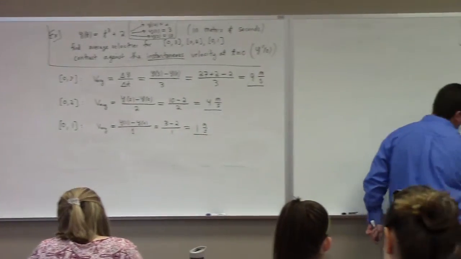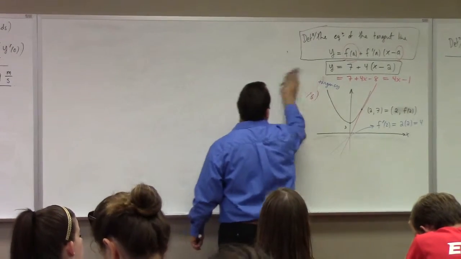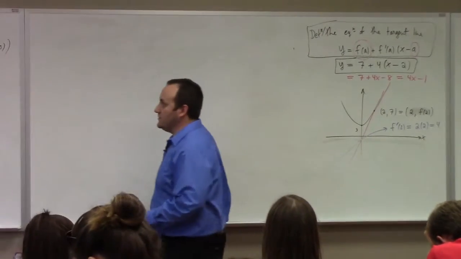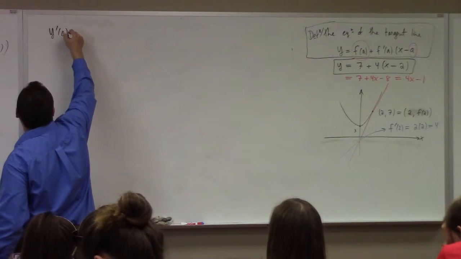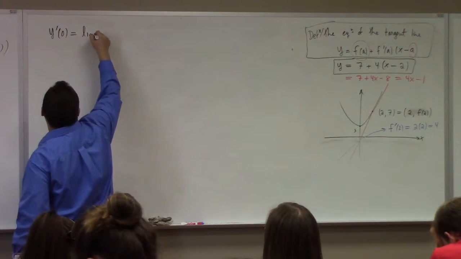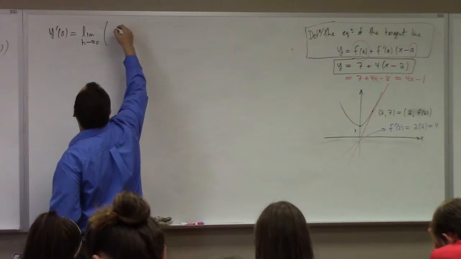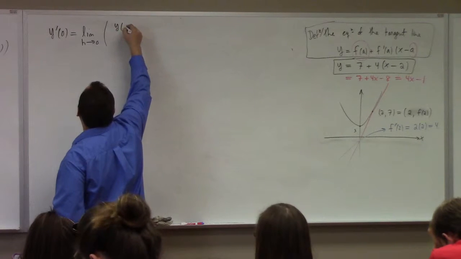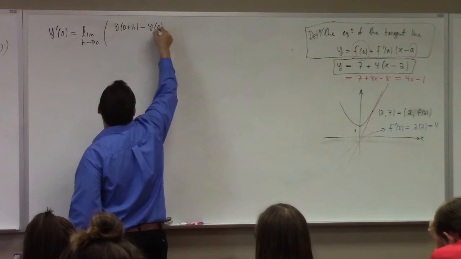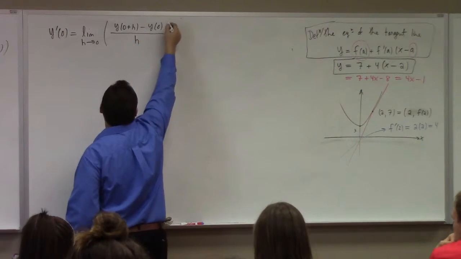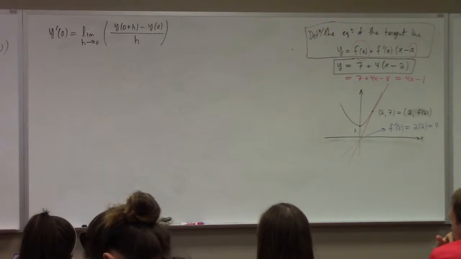So, how will we calculate the instantaneous velocity? What do we got to do? We got to calculate y prime of 0. How do we do that? At the moment, from the definition. Y prime of 0 is the limit as h goes to 0 of what? Y of 0 plus h minus y of 0 divided by h, by definition of y prime of 0. That's the instantaneous rate of change of y with respect to t.